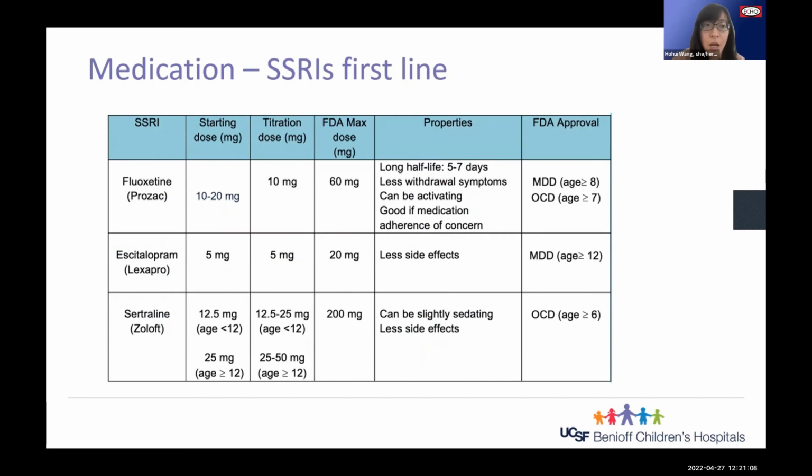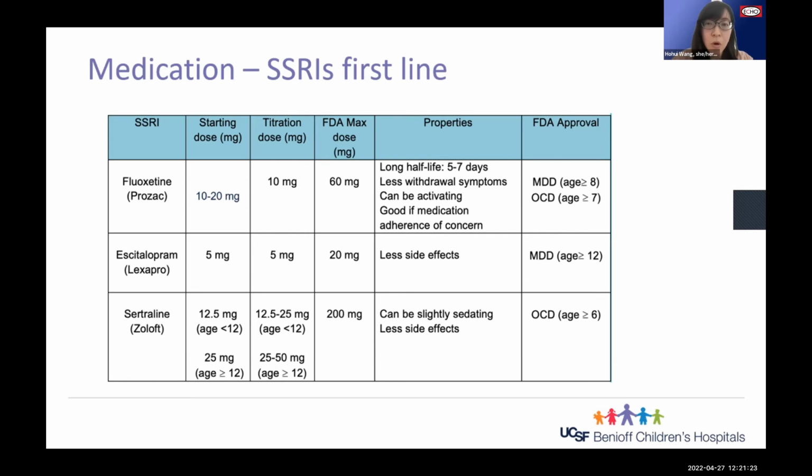And finally, here come the medications. SSRIs are the first-line medications when it comes to treating depression. These are the 3 top medications that we often start with: Prozac, Lexapro, and Zoloft.